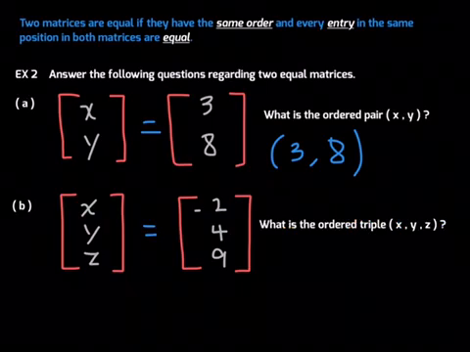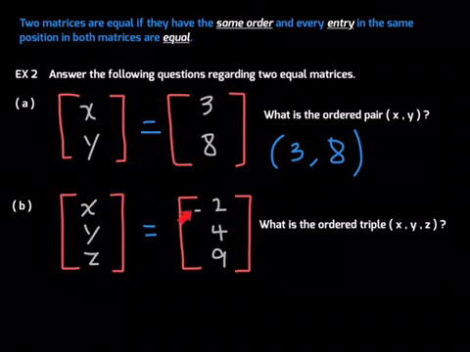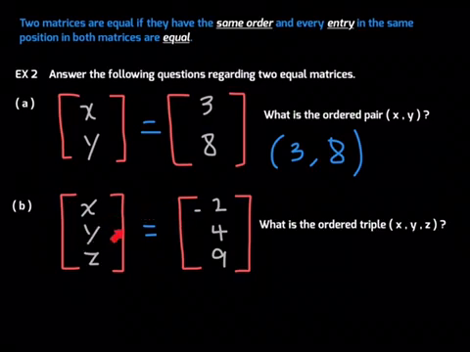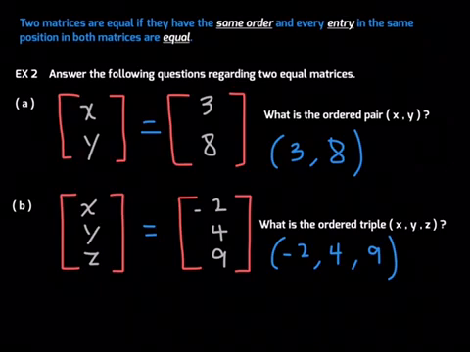What is the ordered triple x comma y comma z? In other words, what's x, what's y, and what is z? Well, in order for these two matrices to be equal, this x value, which is in the first row, first column entry, must be equal to the first row, first column entry over here. So x has to be -2, y would have to be 4, and z would have to be 9. So that's my ordered triple: -2, 4, and 9. That's the only way these two matrices will be equal.